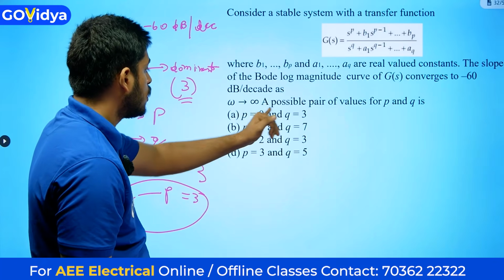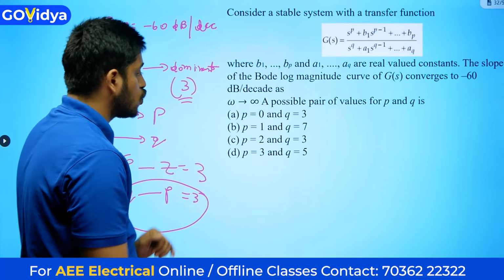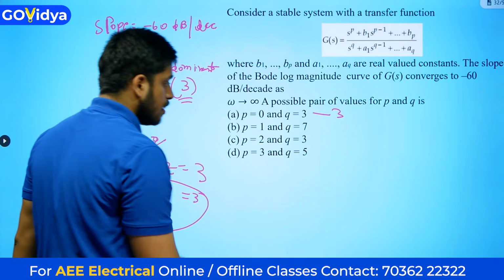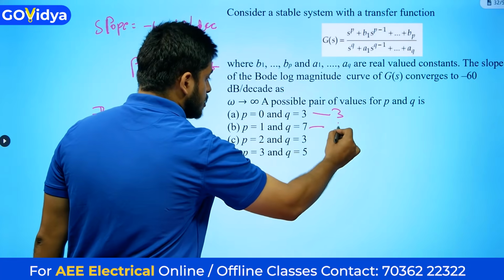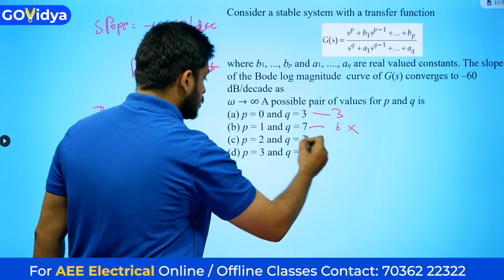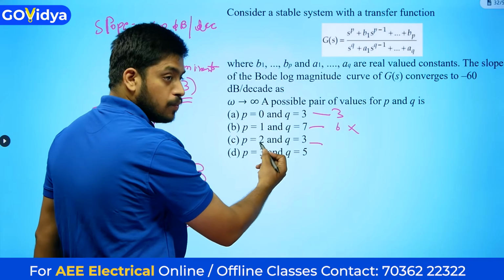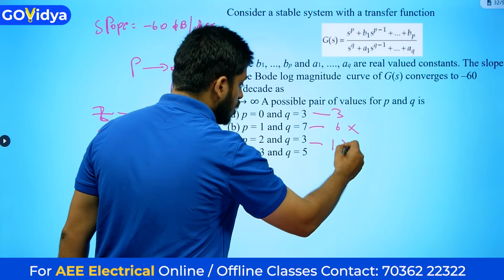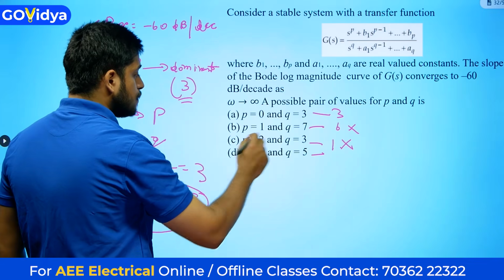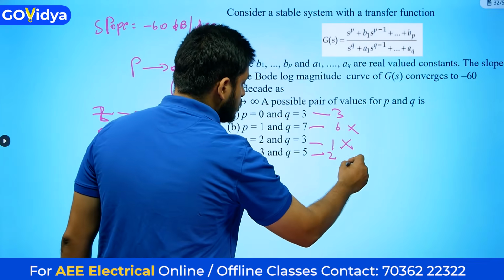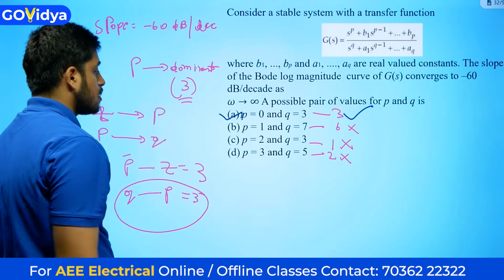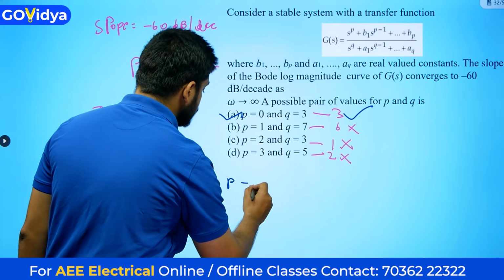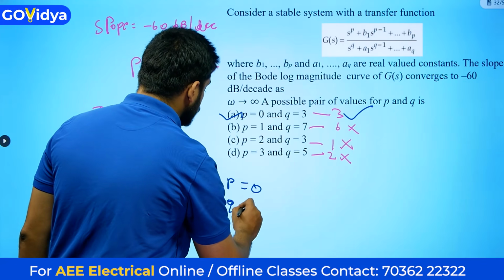Firstly, in option A, q is 3, p is 0, so q minus p is 3. Here we are going to get 3. Again here, q minus p should be 3. 7 minus 1 is 6, so this is the wrong option. Next, 3 minus 2 is 1, so this is also the wrong option. 5 minus 3 is 2, again this is also the wrong option. The right answer is 3, so option A is the only right answer. So here the value of p is 0 and the value of q is 3.